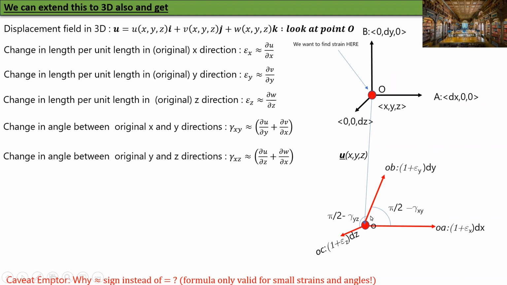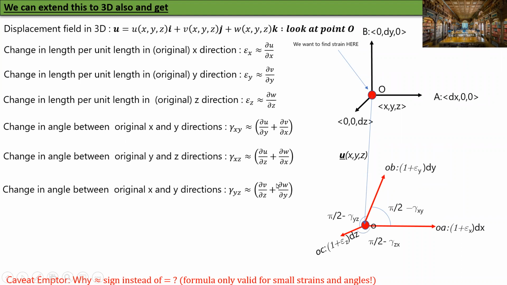Gamma xz is du/dz plus dw/dx. And gamma yz is dv/dz plus dw/dy. These are the 6 things that we are doing, all of it in terms of derivatives with respect to u.